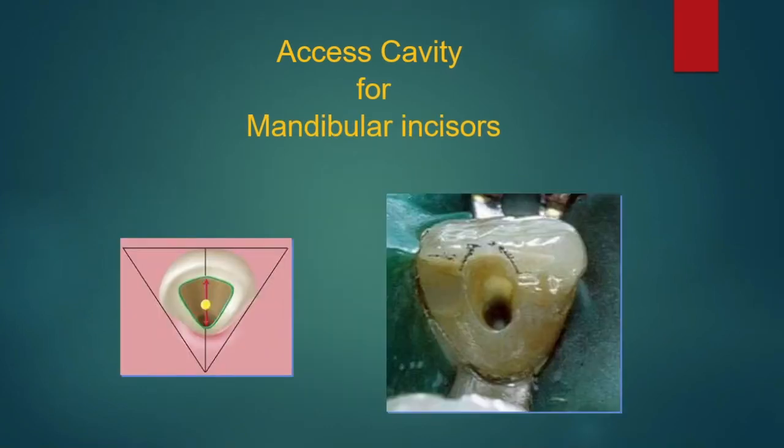All right, now let's move on to the mandibular teeth. We will start with the access cavity of both mandibular central and lateral incisors. These teeth can have a single canal or sometimes two canals, which is very common. The shape of the access cavity will be triangle or oval, and that will depend on the prominence of the mesial and distal pulp horns.